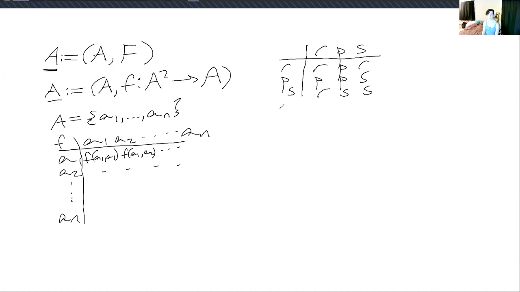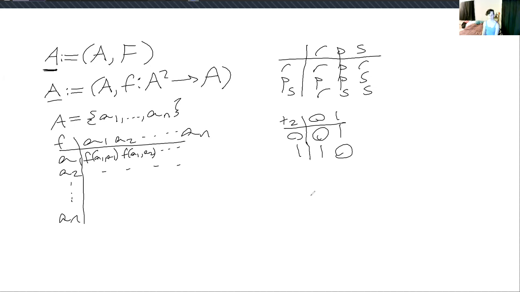Okay. So in addition to this rock, paper, scissors magma, we also have other examples like addition. If I do addition mod 2, I only need two numbers, which are 0 and 1. And then 0 plus 0 is 0. 0 plus 1 is 1. 1 plus 0 is 1. And 1 plus 1 is 2, but 2 is 0 if I'm doing addition modulo 2, or taking the remainder when I mod out by 2, or when I divide by 2.